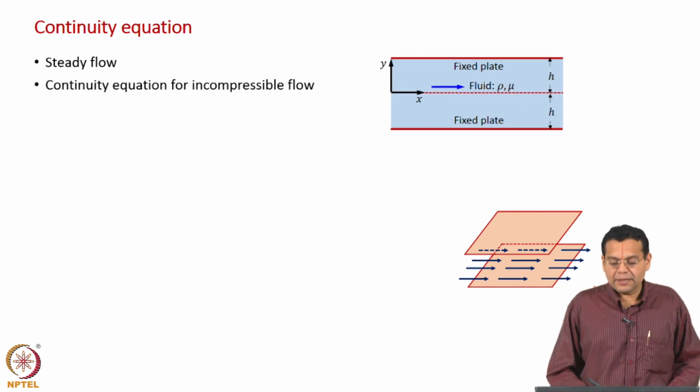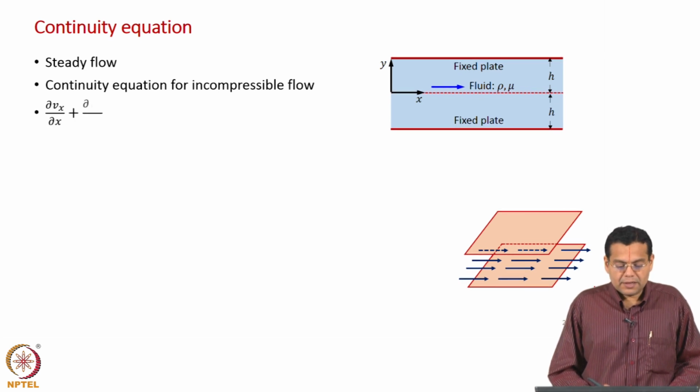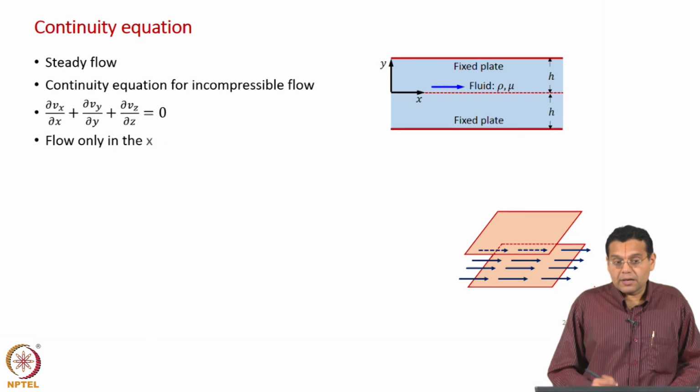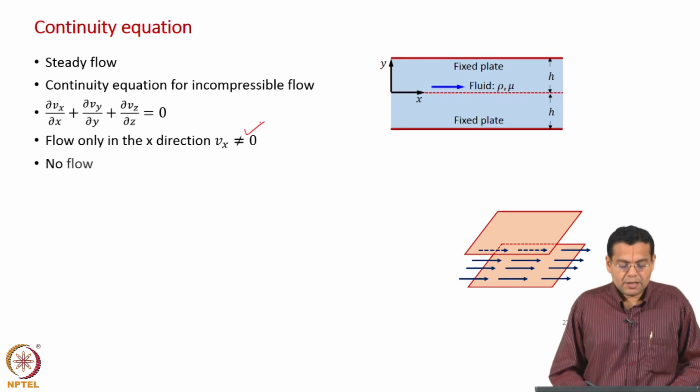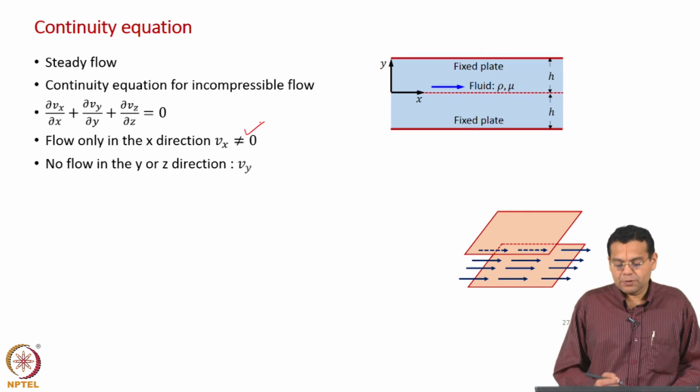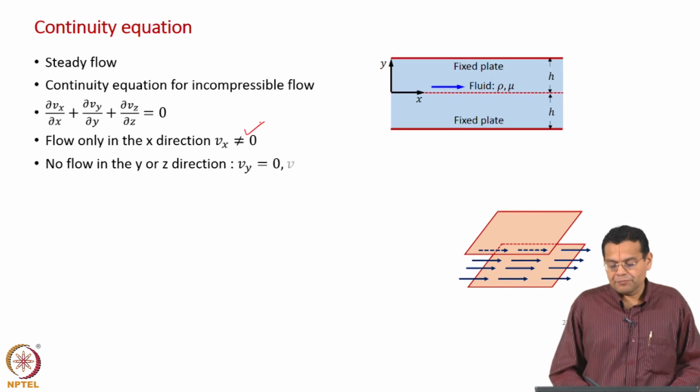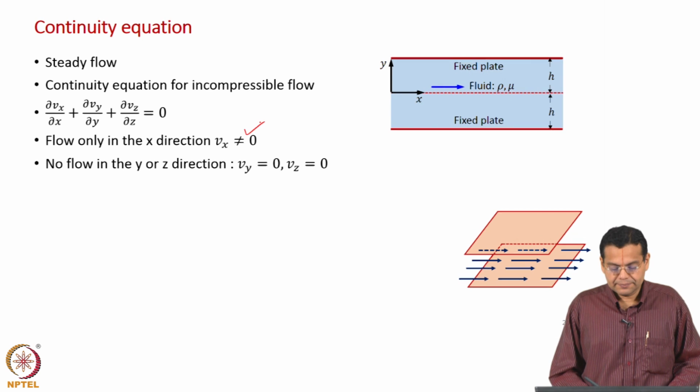We will take the flow to be incompressible. Let us write the continuity equation, and like in the earlier case we will consider flow only in the x direction. So, V x is not equal to 0 and there is no flow in the y direction or z direction. So, V y is 0, V z is also 0.